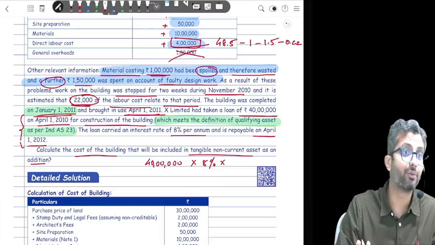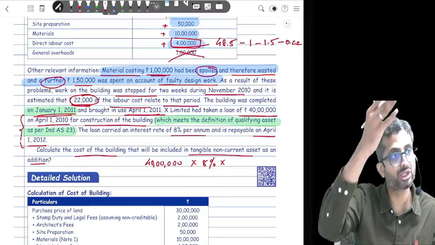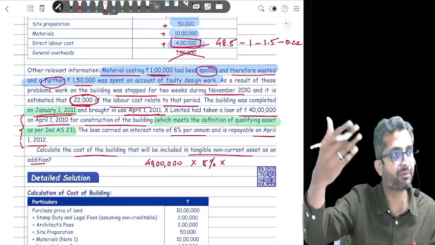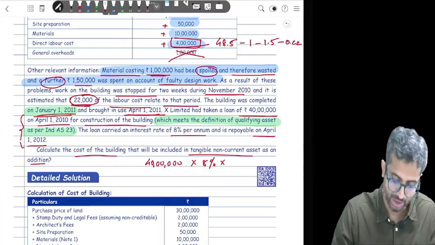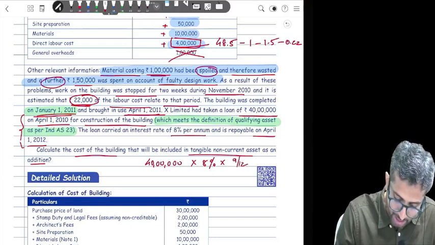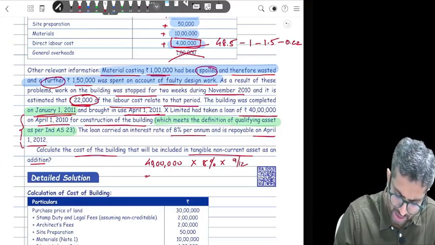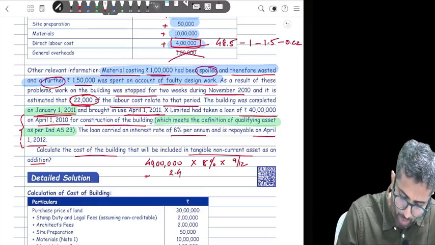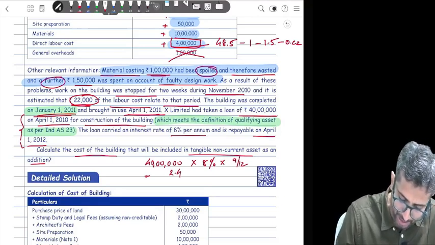The asset is ready for use. The moment it is ready for use, capitalization stops. Any further interest will go to the profit and loss account, and hence into 9 by 12. So 40 lakhs into this comes to what? 2 lakh 40, and hence you will also capitalize this 2 lakh 40.